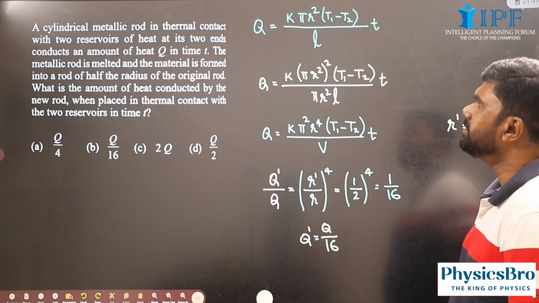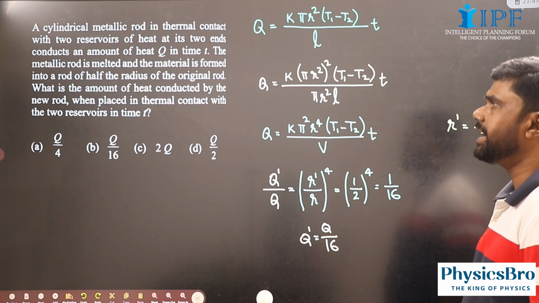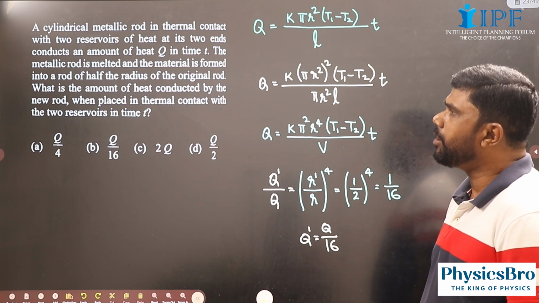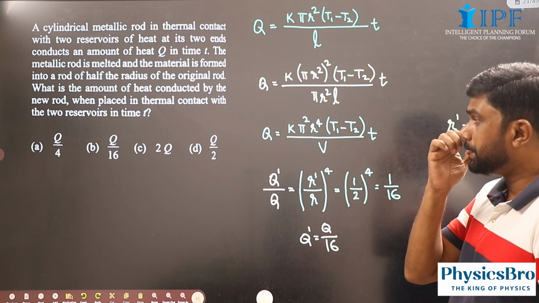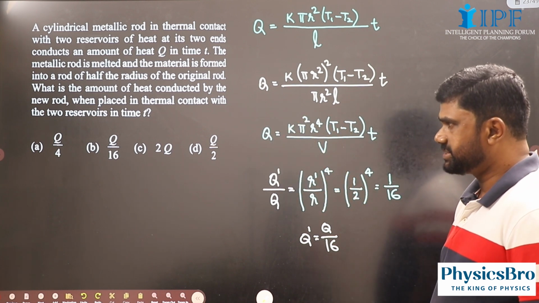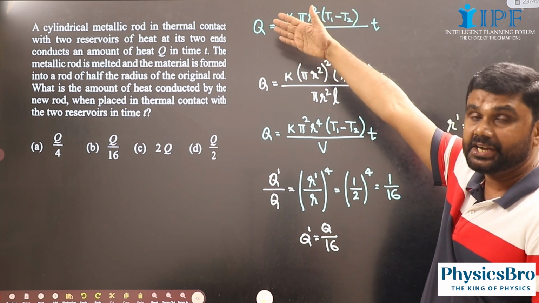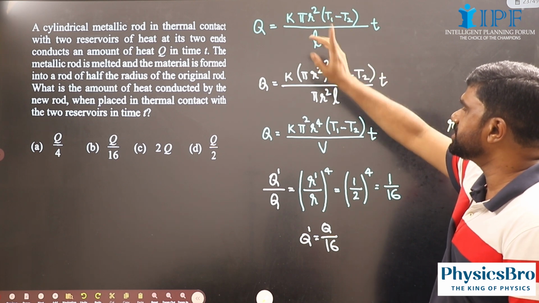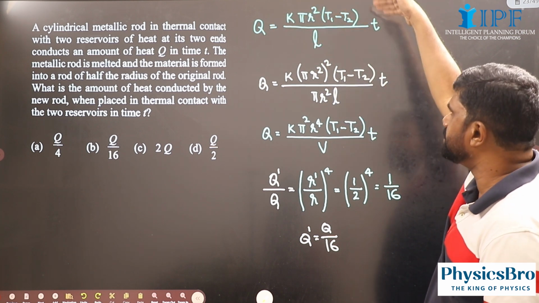A cylindrical metallic rod in thermal contact with two reservoirs of heat at two ends conducts an amount of heat Q in time t. The metallic rod is melted and formed into a rod of half the radius of the original rod. What is the amount of heat conducted by the new rod when placed in thermal contact with two reservoirs in time t? Now see, we have Q, the rate of flow of heat, equal to thermal conductivity, then area, then temperature difference divided by length, and time t. This is the heat conducted in time t.